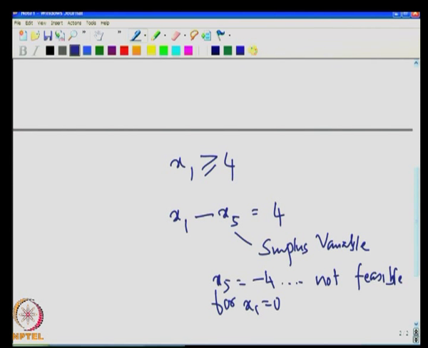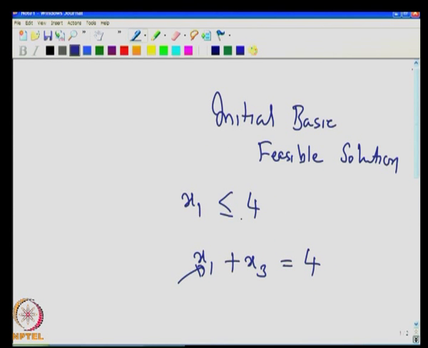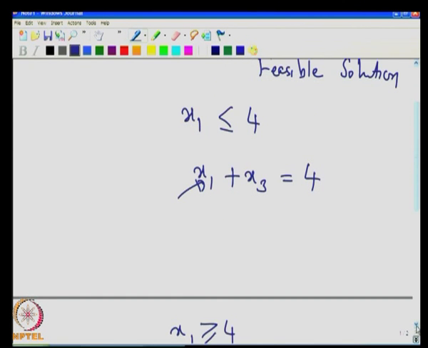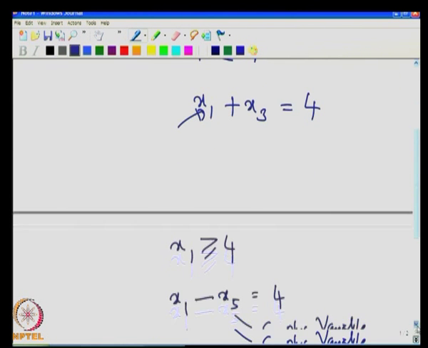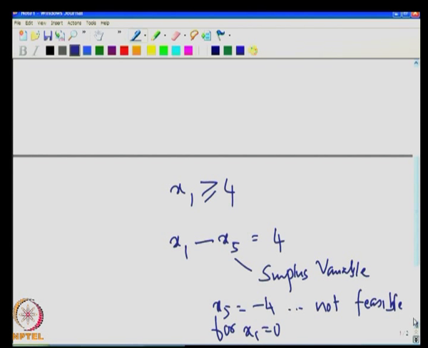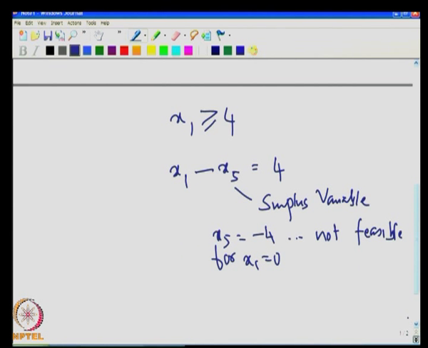So, if instead of x1 less than or equal to 4, you had x1 greater than or equal to 4 in this particular case, because you would have put a surplus variable with a negative sign, by setting x1 as a non-basic variable, you would get an infeasible solution. So, x5 is equal to minus 4 is not a feasible solution. So, you cannot start with an initial basic feasible solution by setting your original decision variables to 0.